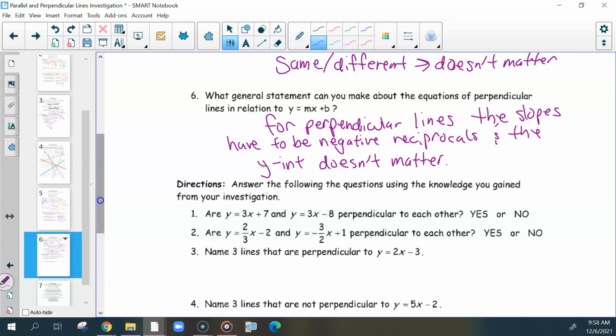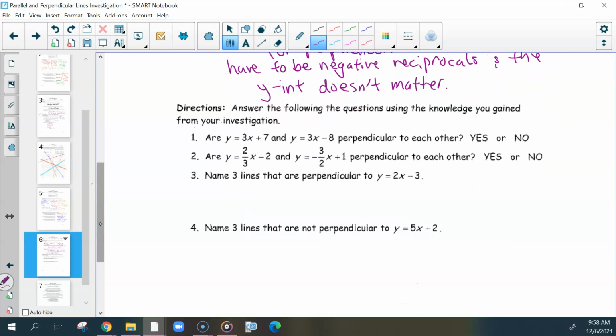So based on that, for number 1, are 3x plus 7 and 3x minus 8 perpendicular to each other? No, what would those two be? They'd be parallel. That's actually the same example we just saw. Are these two perpendicular to each other? Yes. One is positive, one is negative. They took the numbers and they flipped them. The y-intercept doesn't matter. So those would be perpendicular. What if I had something like this?